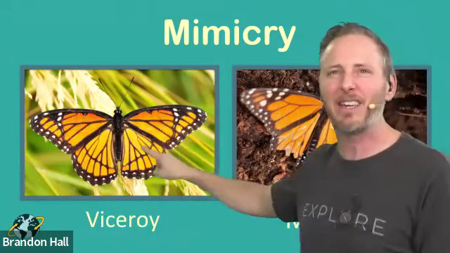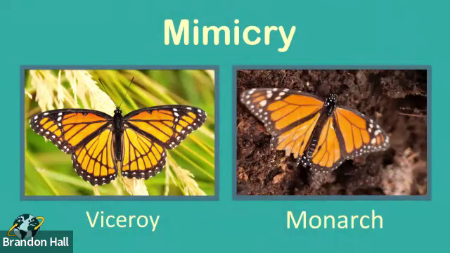The Viceroy, you can see on the back wing, see this horizontal line here? Do you see that pattern on the right with the Monarch? A little bit different, right? So pretty interesting. One of my favorite fun facts about them.